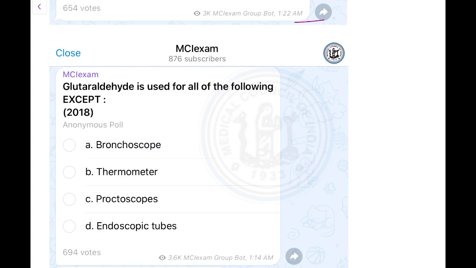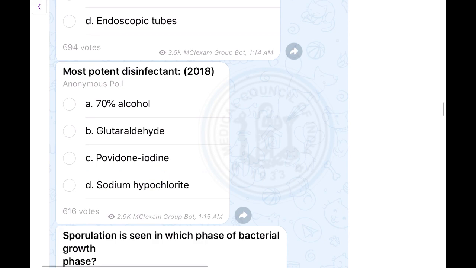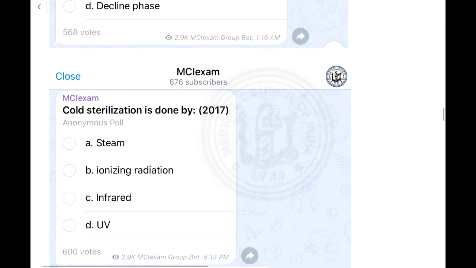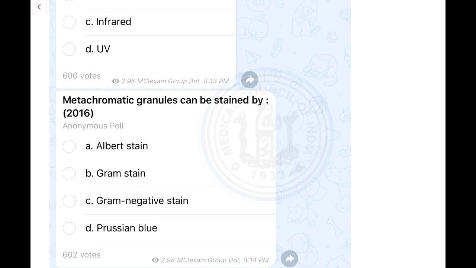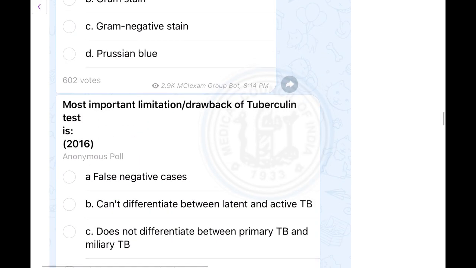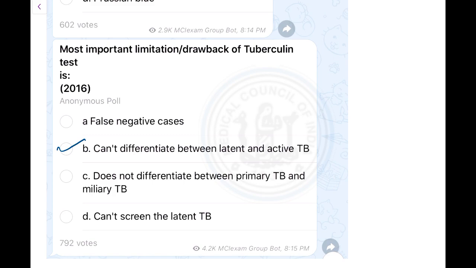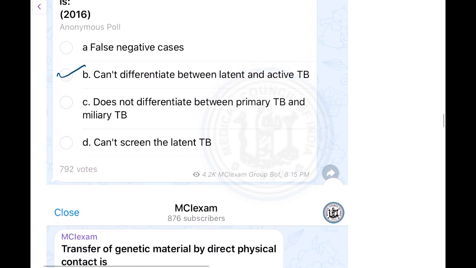Glutaraldehyde is used for all of the following except thermometer. Most potent disinfectant is sodium hypochlorite. Sporulation is seen in which phase of bacterial growth? Stationary phase. Whole sterilization is done by ionizing radiation. Metachromatic granules can be stained by Albert stain. Most important limitation or drawback of tuberculin test is that it can't differentiate between latent and active tuberculosis.